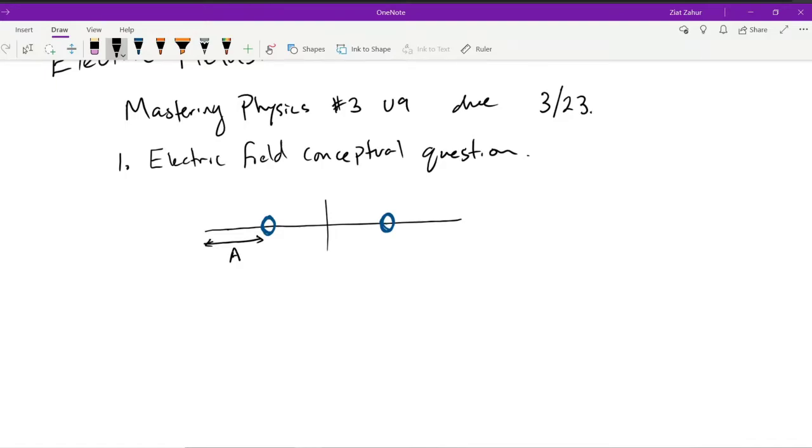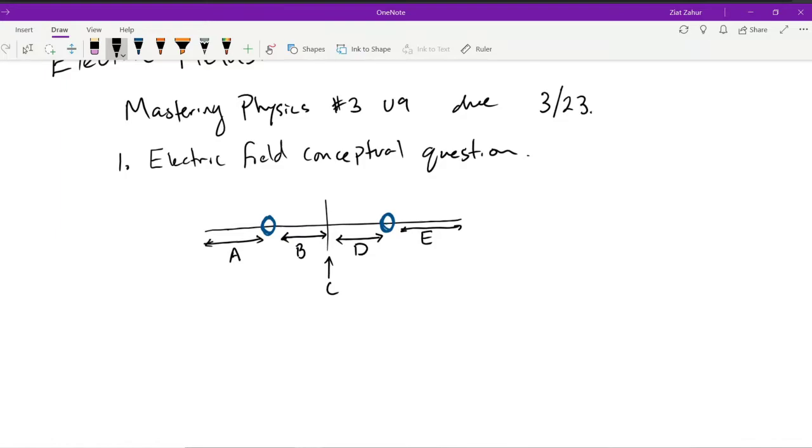So any point, if you think the answer is anywhere to the left of the left charge, then you would choose A. And if you think it is between the left charge and the origin, you would choose B. If you think it is at the origin, you would choose C. And then a little to the right would be D, and then all the way to the right would be E. So these are the choices.